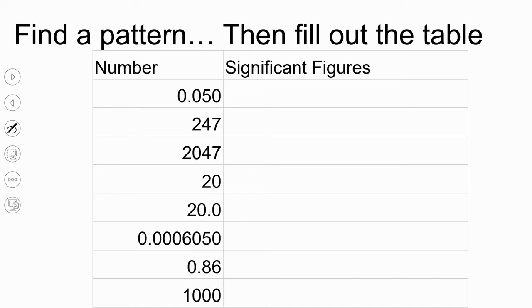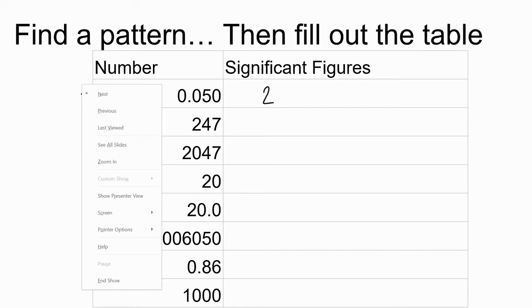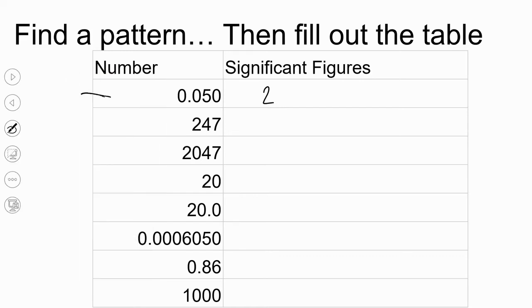This has 2. So what I like to do is I like to take my pen and I just draw a line through my number until the first number, okay? So there's our first significant digit. So leading zeros aren't significant. We go to the first number. So the 5 is significant. And then because this 0 is at the end, after a decimal place, it's also significant. So there's 2 significant digits here.